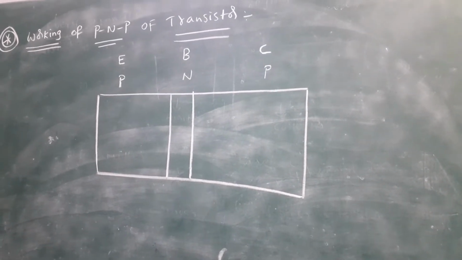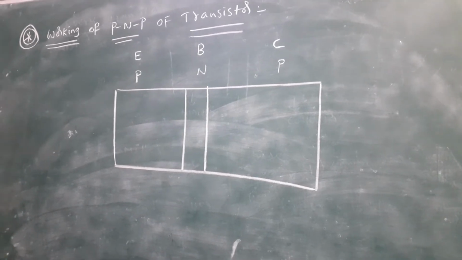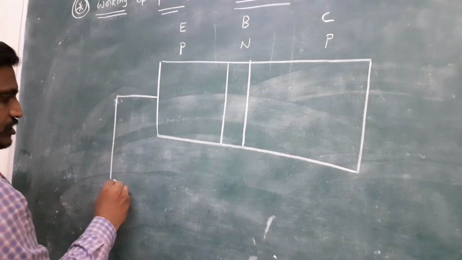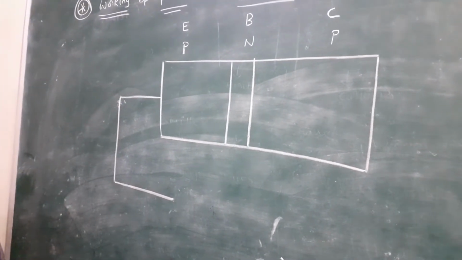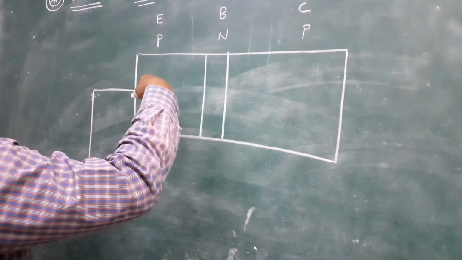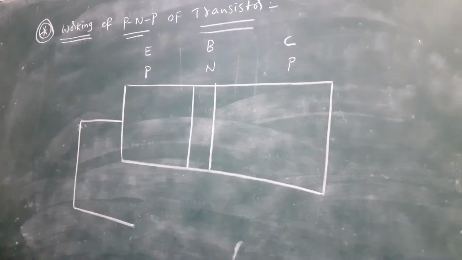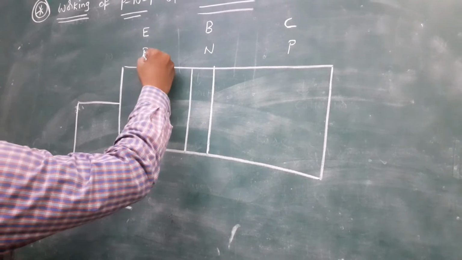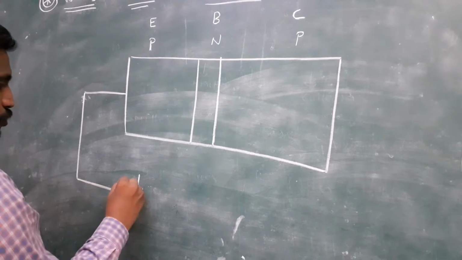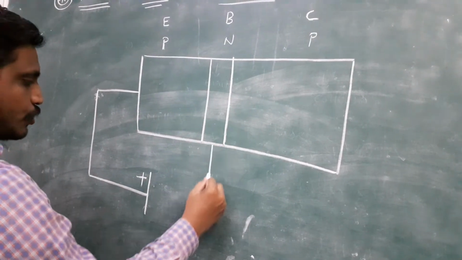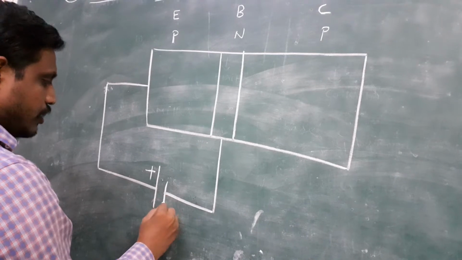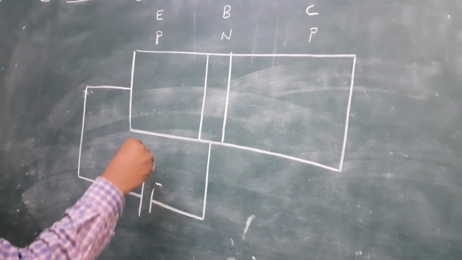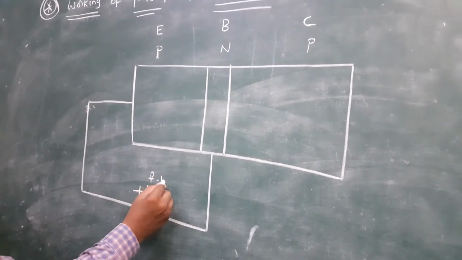A transistor is used to transfer the current from low resistance to high resistance. That means low resistance means input. Input is low resistance, that means forward bias. P is connected to positive, N is connected to negative. That means this bias is always forward bias.